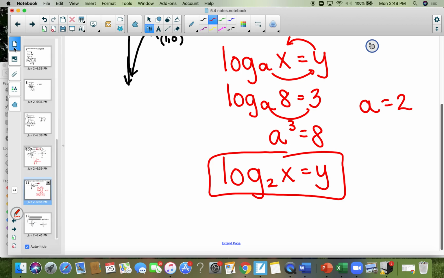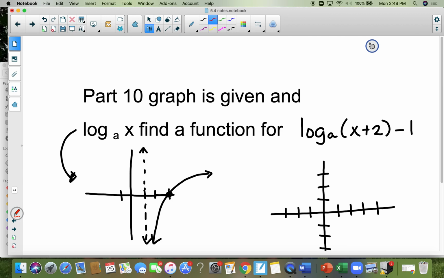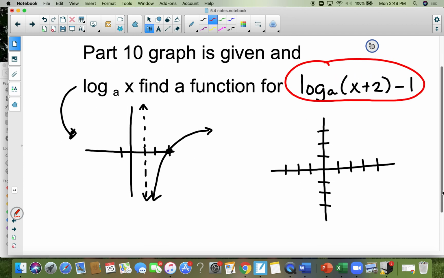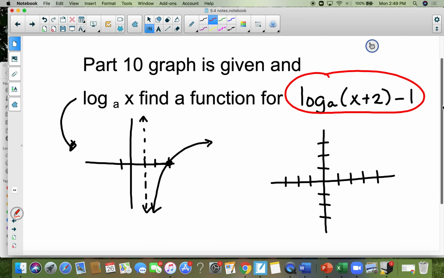And I think we're at the last part. This is the graph, and they want you to translate it. They want you to move it to the left 2 and down 1. Left 2 and down 1.